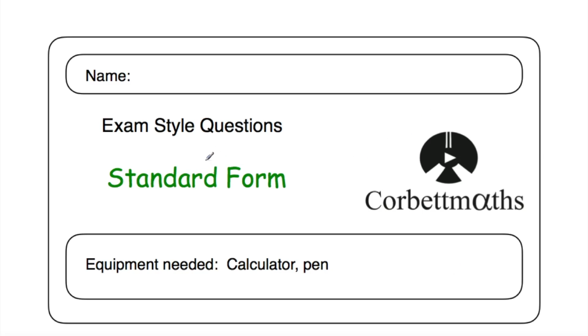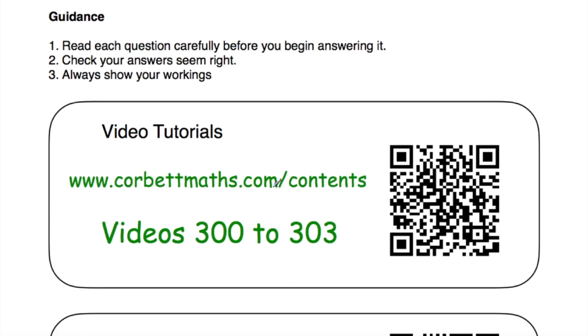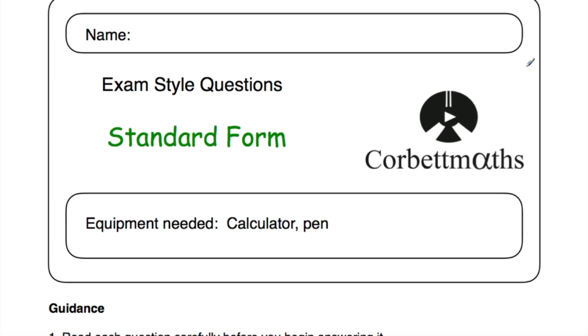In this video, we're going to look at the video solutions to the Corbettmaths Practice Questions on standard form. If you need any extra help on standard form, go to Corbettmaths, go to the videos and worksheet section, and scroll down to video numbers 300, 301, 302 and 303. There are dedicated video tutorials there on standard form. Alternatively, you could scan this QR code. But in this video, we're going to focus on the video solutions to the practice questions, so let's get started.